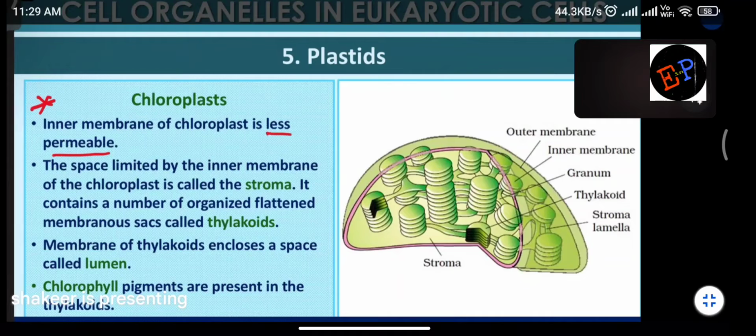No? How many membranes does a chloroplast have? Two membranes are present. Two layers ఉంటాయి పైన. Out of two membranes, which membrane is least permeable? Inner membrane is least permeable. So the space limited by the inner membrane of the chloroplast is called stroma. Okay, ma? That is the total region inside this chloroplast, which is bound by the inner membrane.